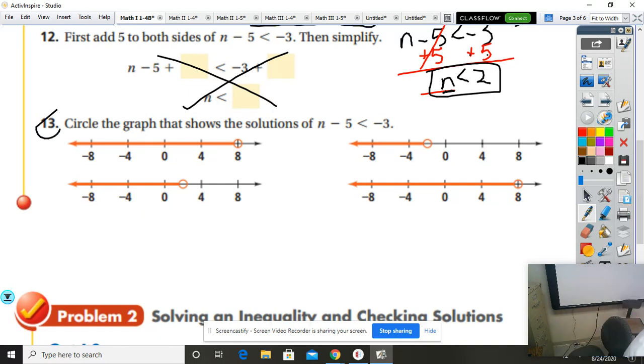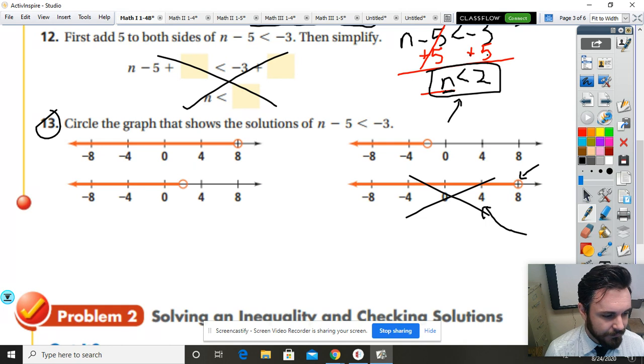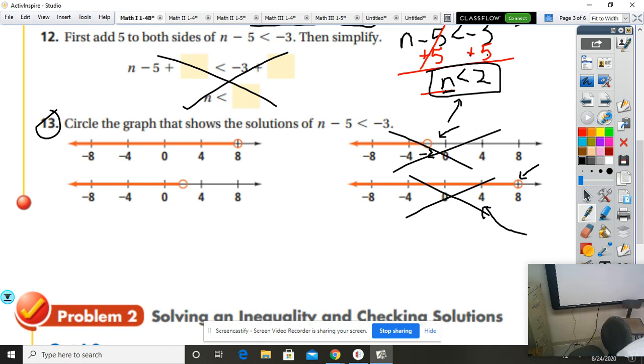So on number 13, you've got 4 options to choose from. For example, let's look at this guy. We know it has to start at +2. Does this graph start at +2? It does not. Okay? Let's look at this graph above it. Does it start at +2? Close. It looks like it starts, if you notice, at -2. But we need to start at +2, so it's not that one. Here, does this graph start at +2?